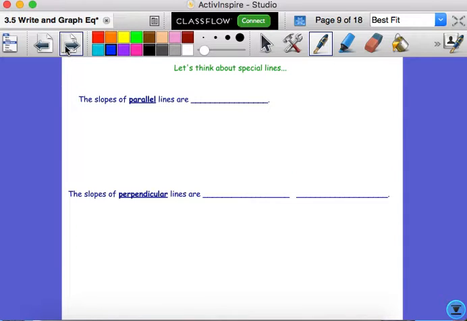So now let's talk about some special lines. The slopes of parallel lines are always the same or equal to each other. The slopes of perpendicular lines are opposite reciprocal. Now I like to think about the word reciprocal by thinking about refliprical. And refliprical is not a technical math term, but it helps me remember what reciprocal means.